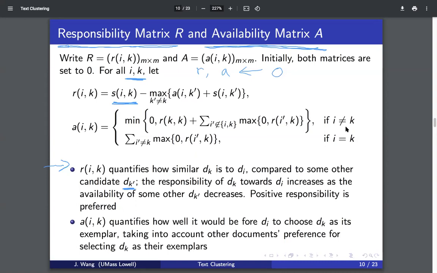So this will represent the responsibility of DK towards DI, which should increase as the availability of some other DK prime decreases. In other words, if you have fewer candidates of other K prime, then K is closer to DI. If you have many other choices, then the responsibility of DK will be decreased. Then we just keep updating these values, and ultimately we prefer positive responsibility. So we want this to be positive.